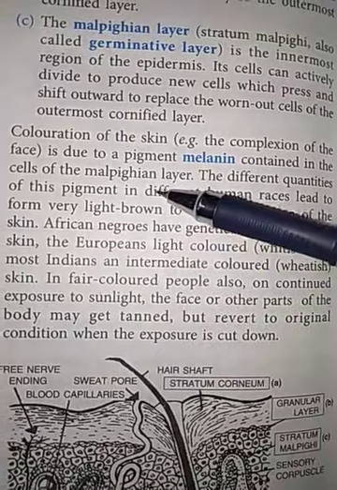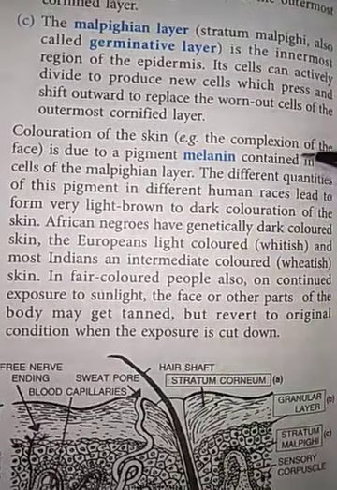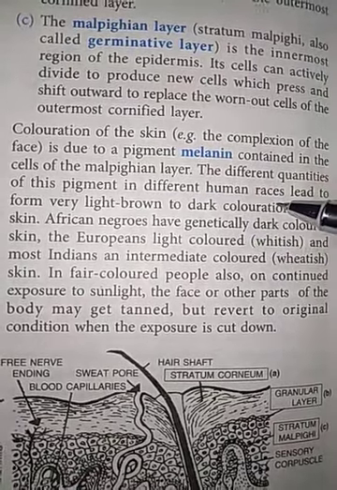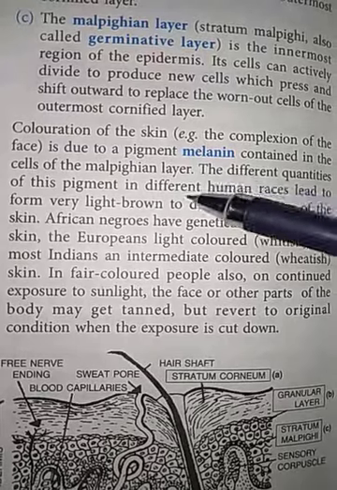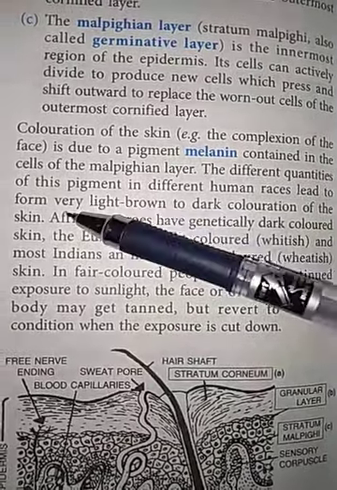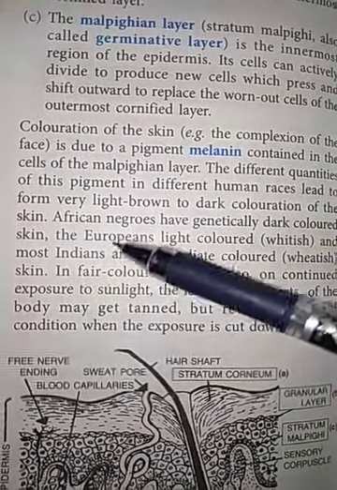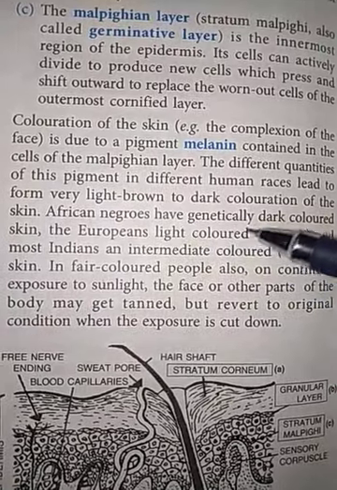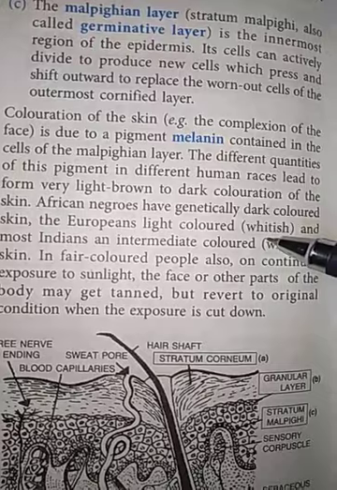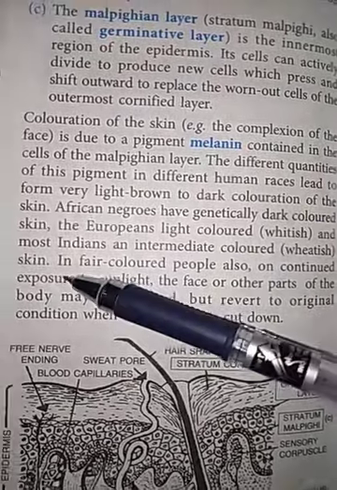Now the answer is that it is due to a pigment, melanin, which is present in different quantities in different human races, due to which the different human races have different colors, from very light brown to dark coloration. African Negroes have genetically dark colored skin. Europeans have light colored, whitish skin, and most Indians have an intermediate colored, wheatish skin.